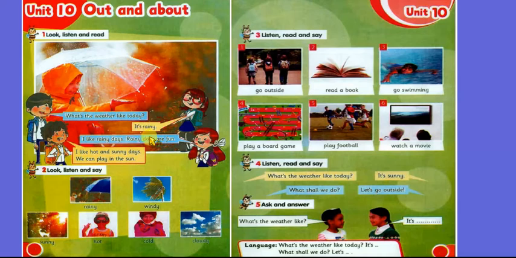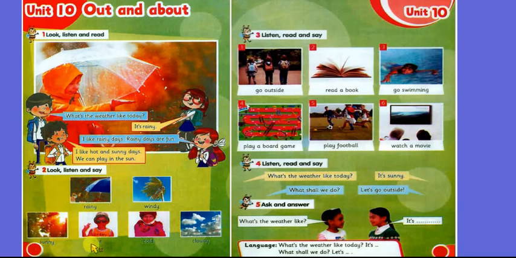It's rainy. I like rainy days. Rainy days are fun. So this girl, she likes the rainy days. But this boy says, I like hot and sunny days. We can play in the sun. So if the weather is sunny and it's hot, you can go outside and play. You can go swimming. Play football. But if it's rainy and cold, we can stay inside the houses, read a book, play a board game, watch a movie inside our houses.